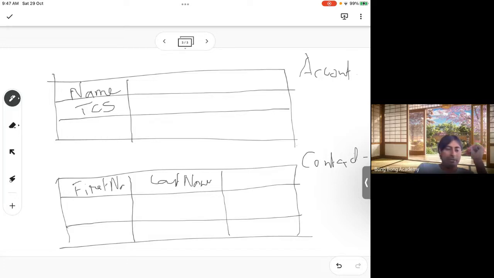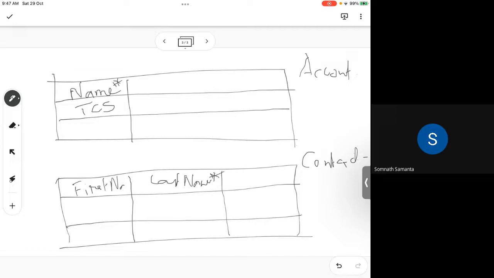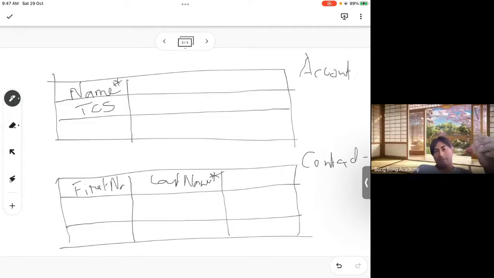Even between first name and last name, only last name is a mandatory field in Salesforce. No other field is mandatory in Salesforce. Clear? Yes, sir. So these two tables are there. Bare minimum information is the name field on account. Bare minimum information on contact is the last name. First name you may have or may not have. Other information is nice to have.